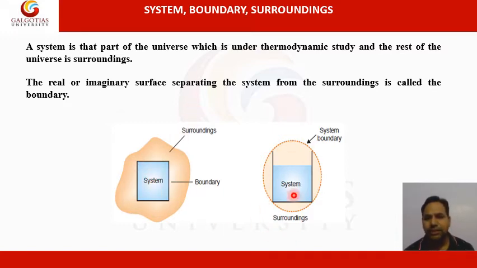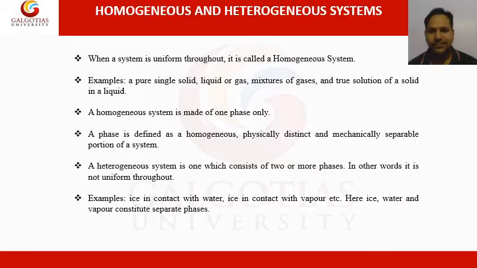So the system and surroundings are separated by the boundary. Here the system is shown covered by a wall, and another open system is also shown. So there are the system, boundary and surroundings.